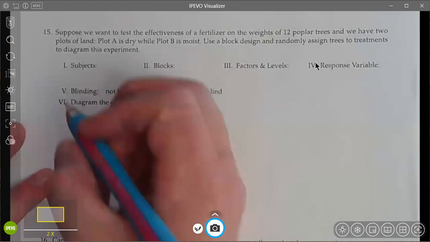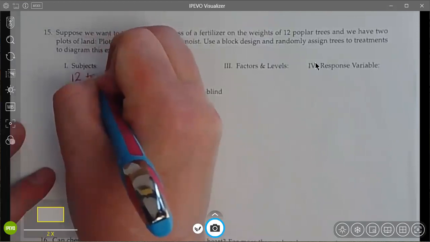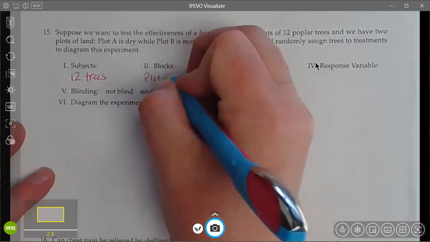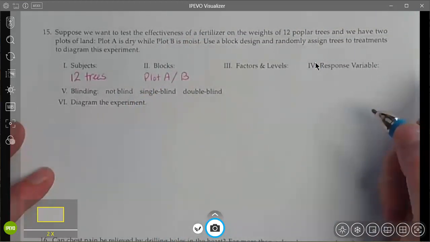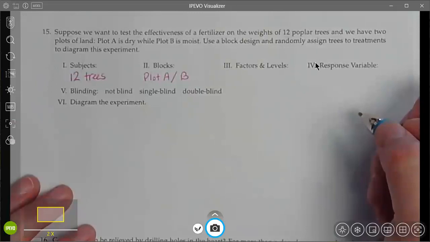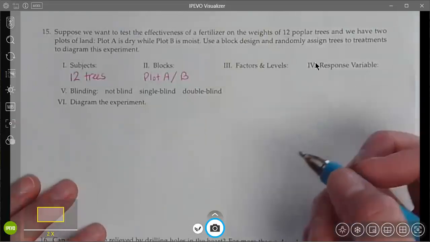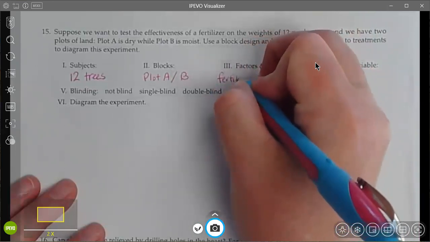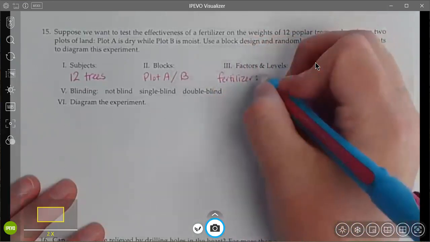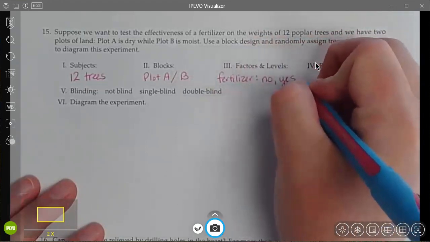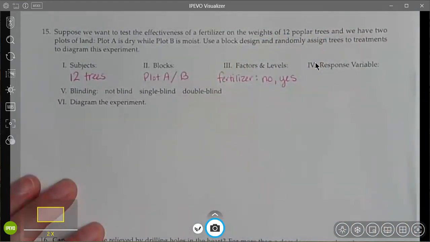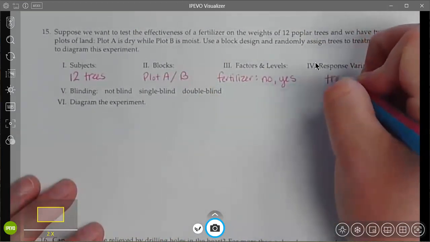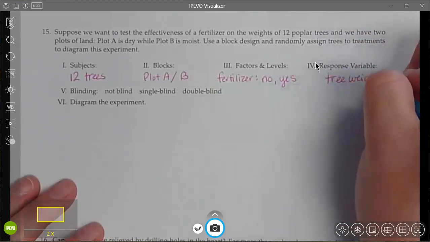All right, so our subjects are the 12 trees. And our blocks are going to be this plot A and plot B. And our factors and levels. They don't really spell this out super clearly in here. So our factor is going to be this fertilizer that we're testing. And we're going to just do two levels. So either no fertilizer or yes fertilizer. And then our response variable, we're testing the effectiveness on the weights of the trees. So the tree weight will be our response variable.